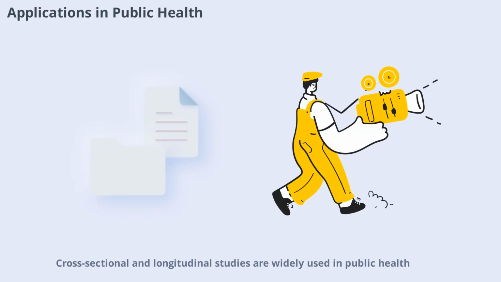Cross-sectional and longitudinal studies are widely used in public health. Cross-sectional studies help identify current health issues and target interventions, while longitudinal studies track the effectiveness of programs and monitor long-term trends. Both designs contribute valuable evidence for policymaking and resource allocation.